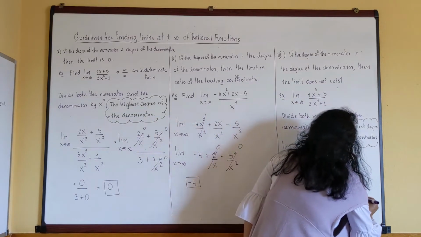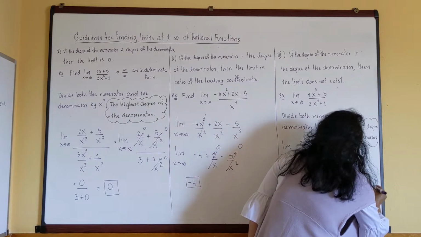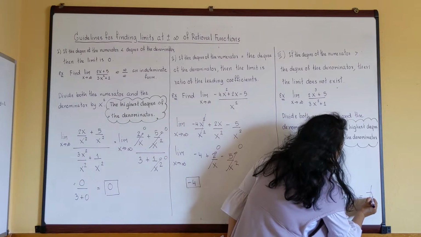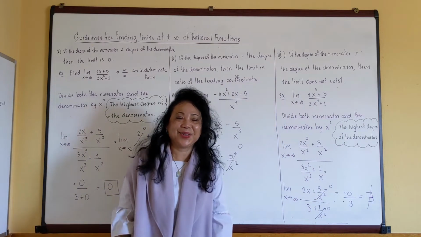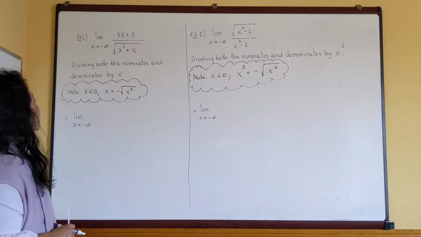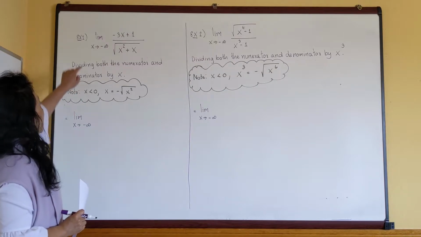The answer would be the limit does not exist. That's the notation for the limit does not exist. Let's look at an example. Hi everyone, let's look at our first example.